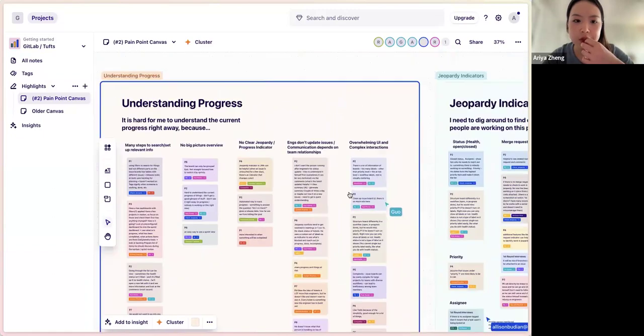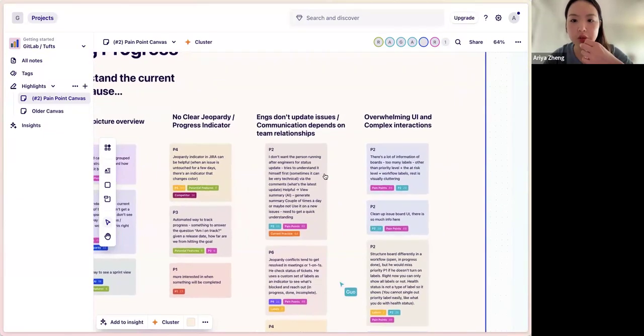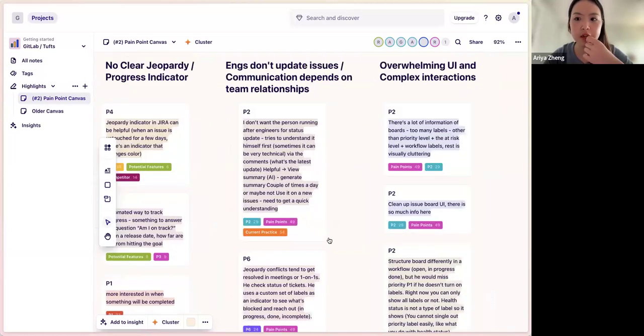And then the fourth reason why it's hard for them to understand progress is that sometimes engineers don't really update issues. They don't really have the incentives to. And communication really just depends on the team dynamics and the relationships they have. So this is not necessarily a pain point, it's just how people currently do things.